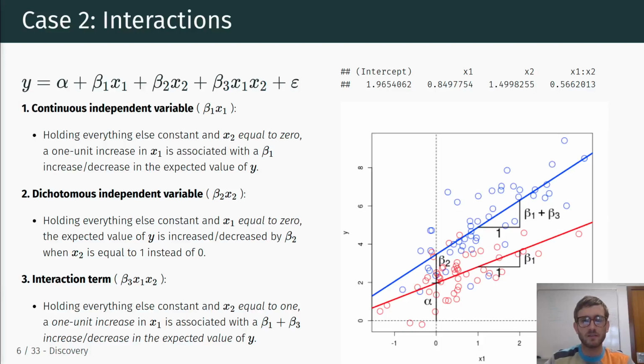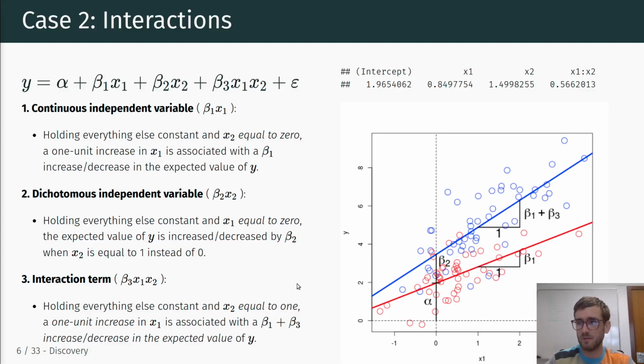Hey everyone. So in the last video we started with the interpretation of a basic OLS regression with continuous dependent variable and two independent variables. One that was also continuous and one that was dichotomous, so 0 or 1. And now we look at a slightly more complicated case where we include an interaction between the dichotomous independent variable and the continuous independent variable, right? And so in this case, we have an additional parameter that we're estimating.